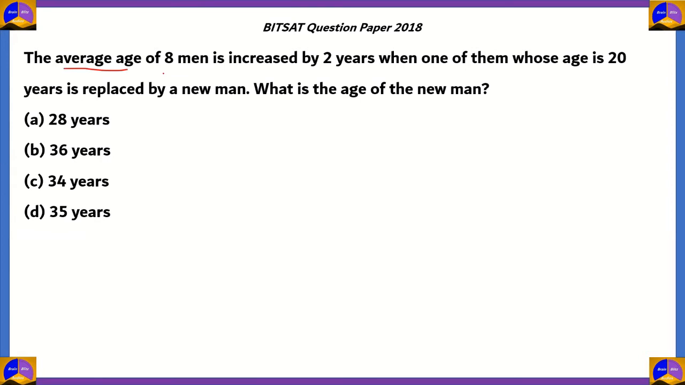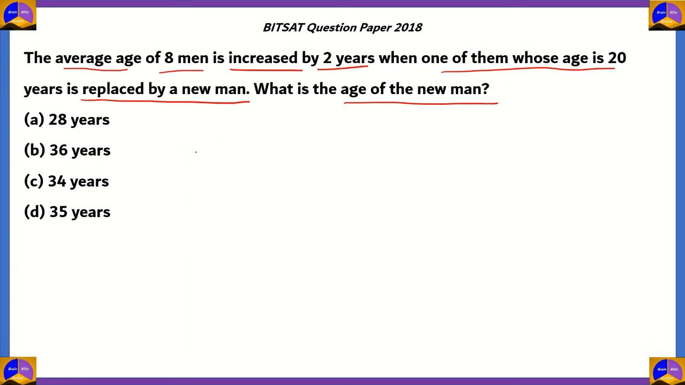The average age of 8 men is increased by 2 years if one of them, whose age is 20, is replaced by a new man. You need to find out the age of the new man. So here we will use the formula for finding average. For example, you have some men, each of them having a different age. Then what you do is you add all of their ages and divide by the number of men, which is 8.